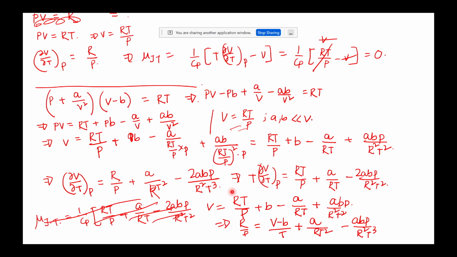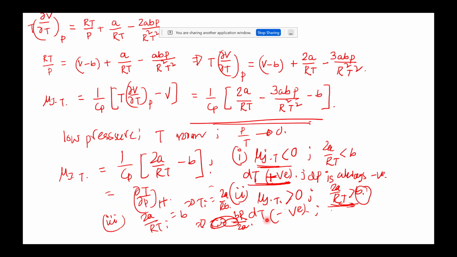Then just multiplying by T, we can get RT by P and all those things. And again, we can use this RT by P in this V, because we can put this RT by P back into here, and we get this expression RT by P is V minus b plus a by RT minus abP by R square T square. So putting that in this expression, this V minus b will be there, and this a by RT will be added to this thing, and this also added to this thing, so this will be this.